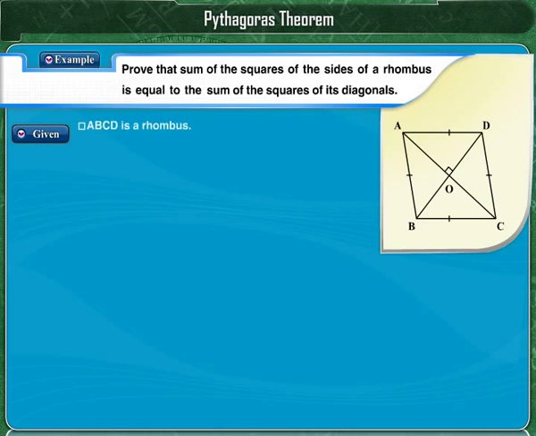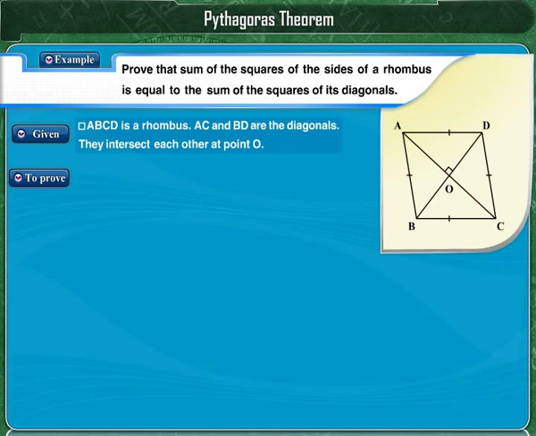It is given that quadrilateral ABCD is a rhombus. AC and BD are the diagonals intersecting each other at point O. We have to prove that AB squared plus BC squared plus CD squared plus AD squared is equal to AC squared plus BD squared. That is, 4AB squared is equal to AC squared plus BD squared, as all the 4 sides of a rhombus are equal.